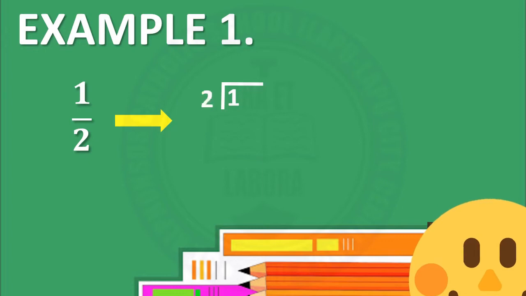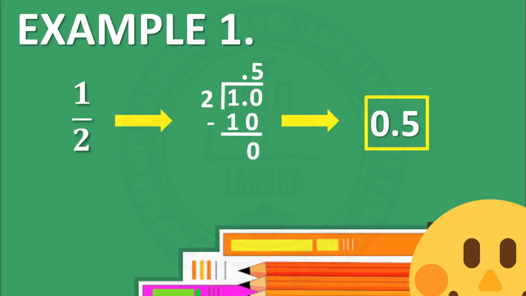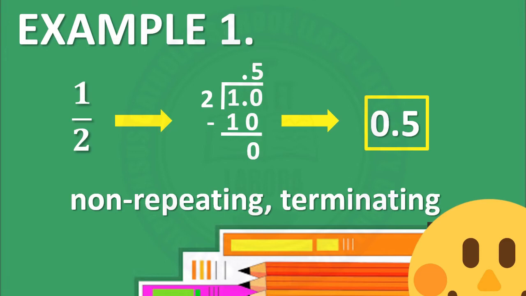Next, we cannot divide 1 by 2. We need to put a decimal point and add 0. Make sure that the decimal points are aligned. Now, let's divide. 10 divided by 2 is 5, and 5 times 2 is equal to 10. 10 minus 10 is 0. So our quotient would be 0.5. And as you can see, 0.5 is a non-repeating and terminating decimal.